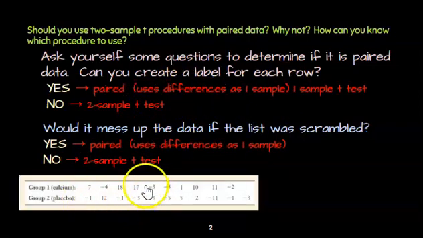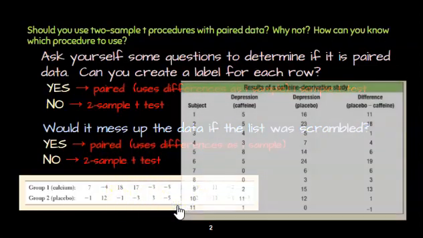This is from a study done with calcium versus placebo and the change in blood pressure. And what I see in group 1 is there's so many individuals, and then group 2 is so many individuals. Well, they're all different individuals, right? So if I scramble up group 1, it's not going to affect group 2 because these are all unique people. So because of that, that would be a two sample t-test.